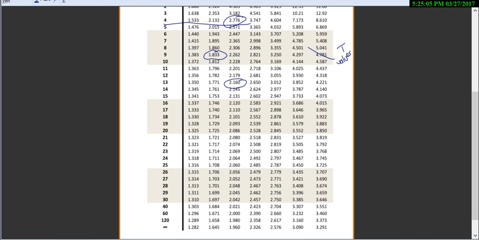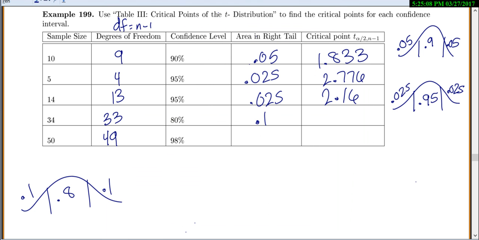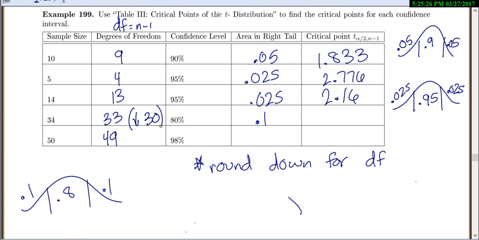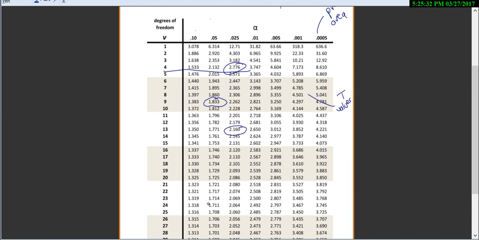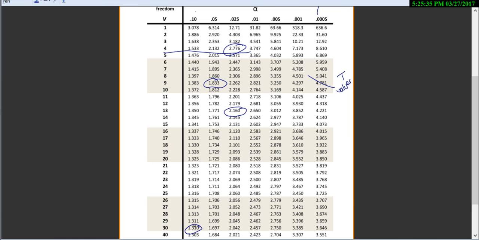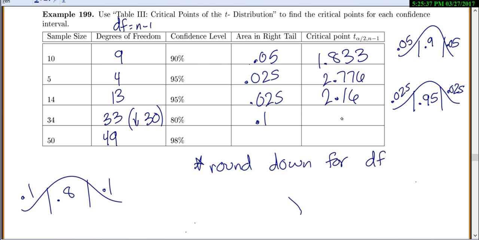Okay, but it turns out you'll always round down on degrees of freedom. So let's make ourselves a note that we'll round down for degrees of freedom. It's just because it makes the critical value a little bit bigger. It's just the conservative choice. So for 33, we'll round down to 30. So 0.1 area, 30 degrees of freedom. Looks like we're at 1.31.